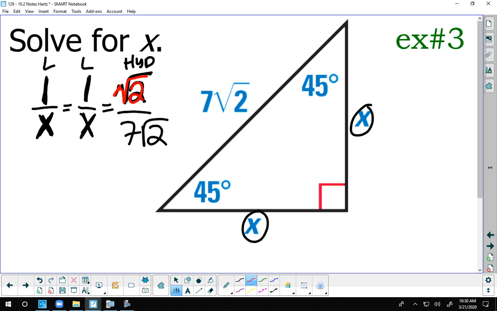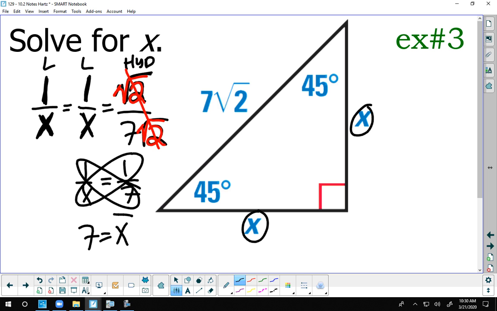What is the square root of 2 divided by the square root of 2? Anything divided by itself is just 1. So really, I have 1 over x equals 1 over 7. And now we can cross multiply. 7 times 1 is 7. 1 times x is x. So we know that our leg length is 7.